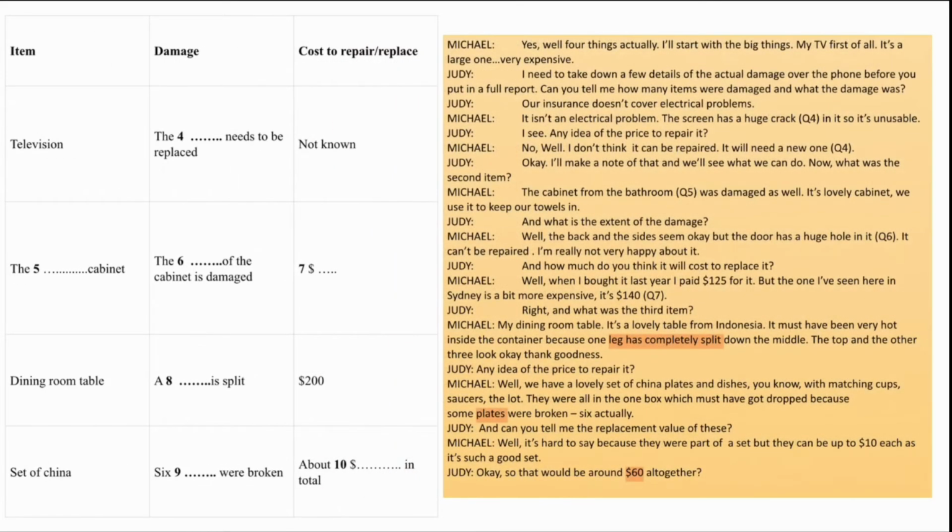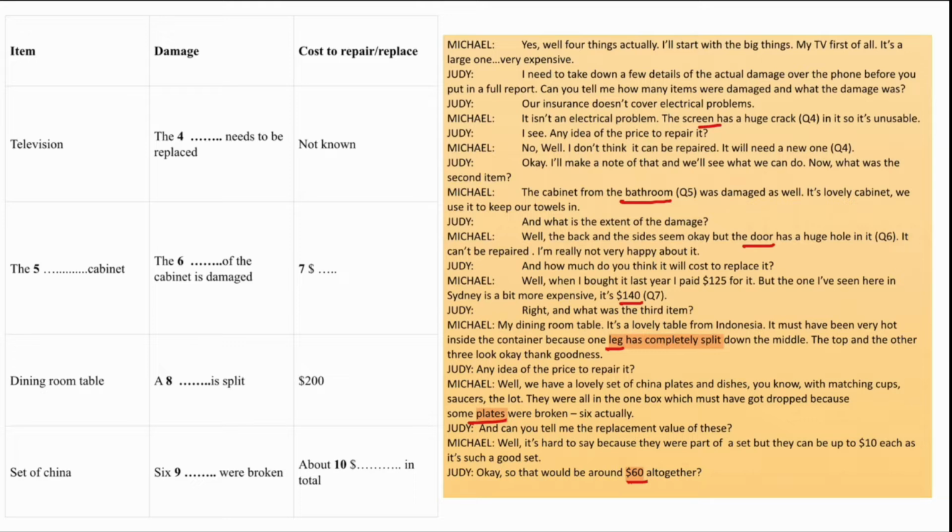So as you listen to the audio, it's time for you to get your answers. The answer for fourth is screen. The answer for fifth is bathroom. The answer for sixth is door. For seventh, it's 140. For eighth is leg. For ninth, it's plates. And for the last, it's 60.